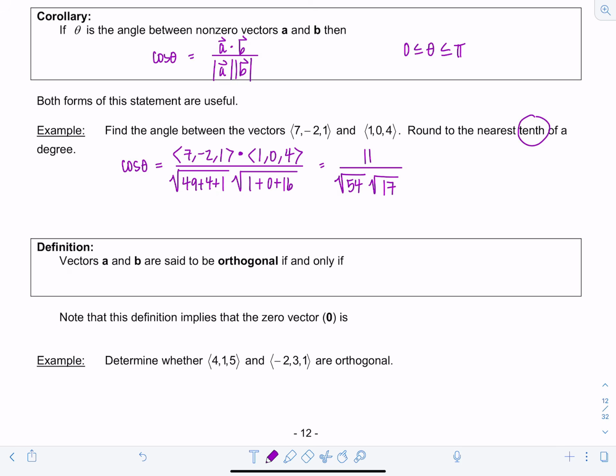And then from here, just use your calculator. So theta is going to equal cosine inverse of 11 over the square root of 54 times 17. You can put them underneath the same radical. And then make sure you're in degree mode. That's approximately 68.7 degrees. Okay.